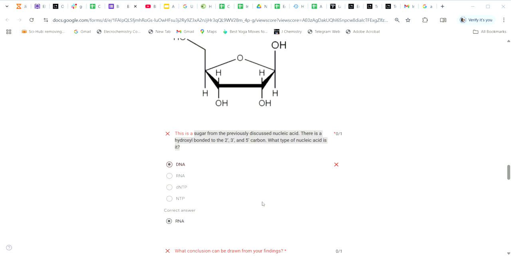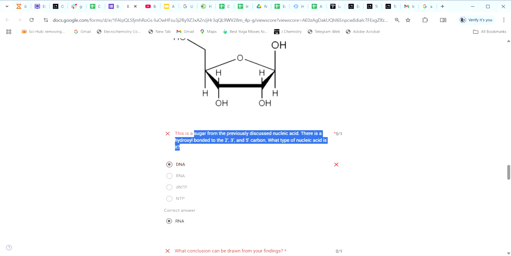Okay, and the question is that this is a sugar from the previously discussed nucleic acid. There is a hydroxyl bonded to 2 prime, 3 prime and 5 prime. So as there is a 2 prime, then 3 prime and 5 prime, it will be RNA. That is the correct answer.